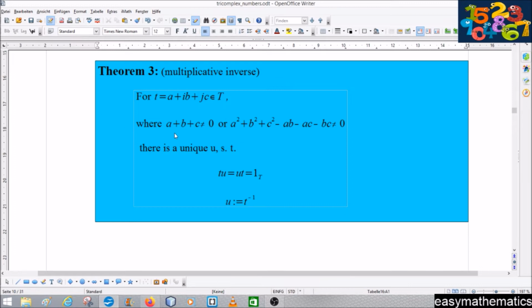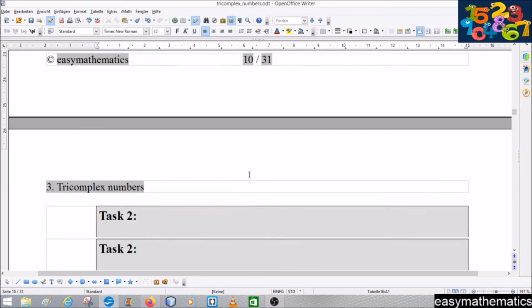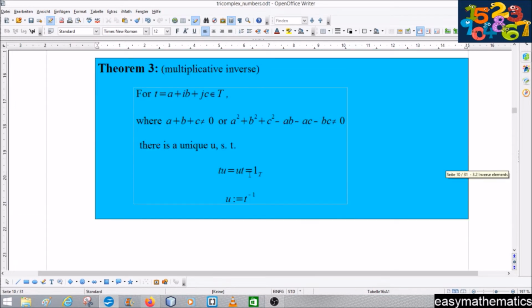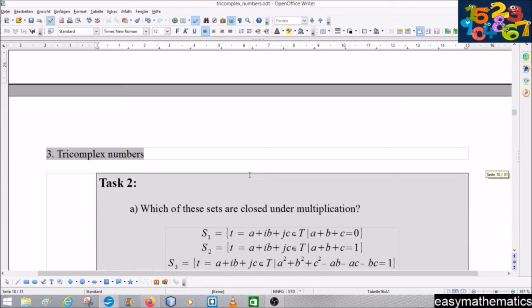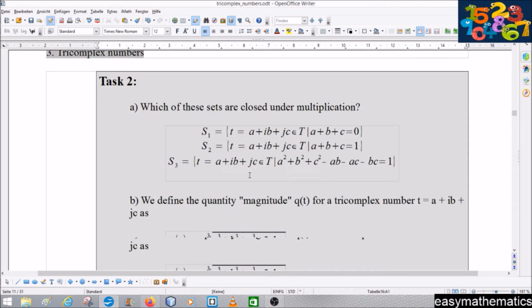Yeah, there are some restrictions. As long as these two conditions here hold, then we have a multiplicative inverse. And yeah, before we prove this in a sketchy way, there is a task 2.